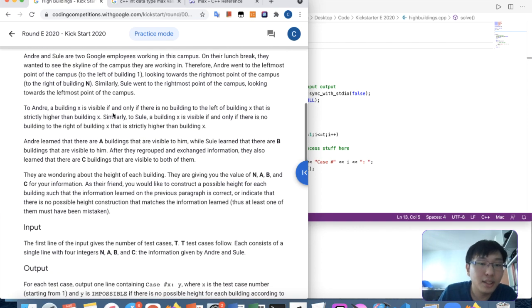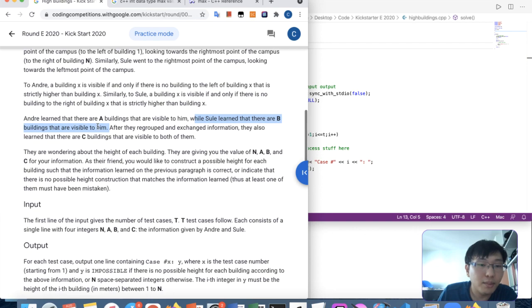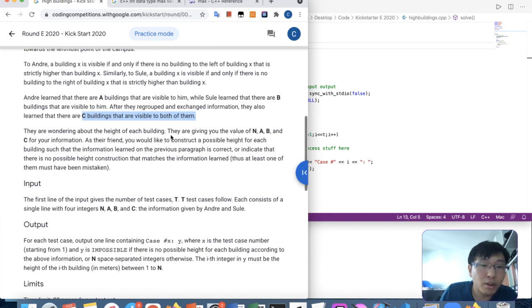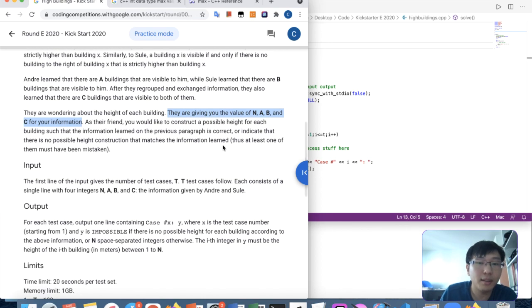Okay, so let's see. Andre learned that there are A buildings visible to him. Sue learned that there are B buildings visible to him. After they regroup, they also learned that C buildings are visible to both of them. They are wondering about the height of each building. Given the values of N, A, B, C, as their friend, you would like to reconstruct a possible height for each building such that the information learned in the previous paragraph is correct, or indicate that there is no possible height construction.